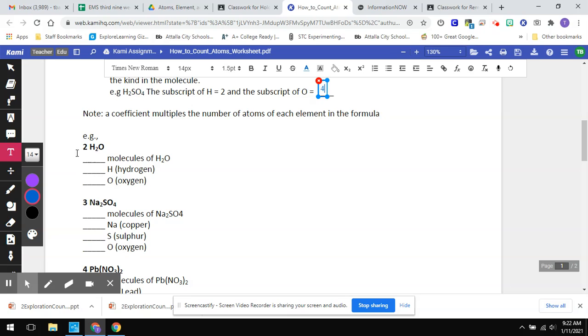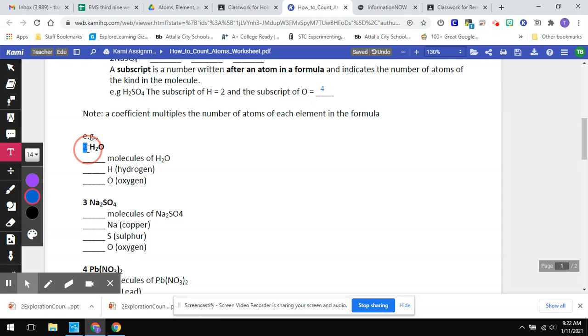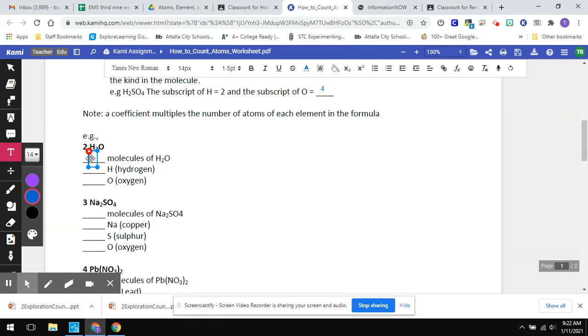So for these right here, it's going to have us go through the process of trying to identify how many molecules there are and how many atoms there are of each element. So when it's asking you how many molecules of H2O there are, what you're going to do is look directly at your coefficient. So the coefficient is going to tell you what that number is going to be. So you're going to have 2 molecules of H2O.